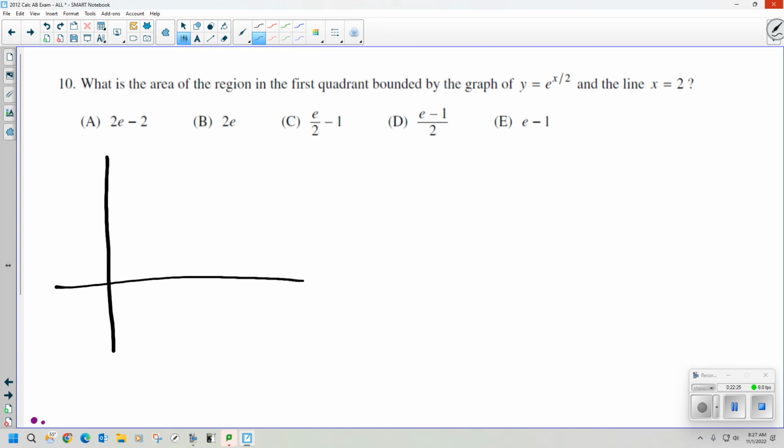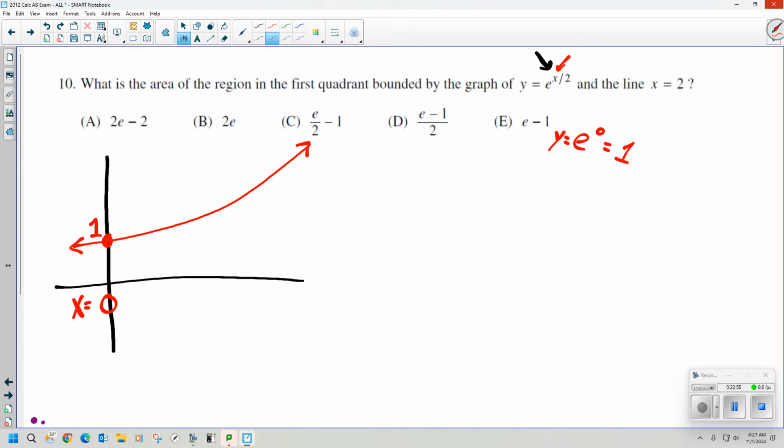But the graph of this would constantly be increasing, so it would look something like this, okay? When x is 0, when I put a 0 in for this x, that would give me e to the 0, which would mean my y value would be 1. So y would equal e to the 0, which is 1. So right here is 1. Not that we needed to know that.